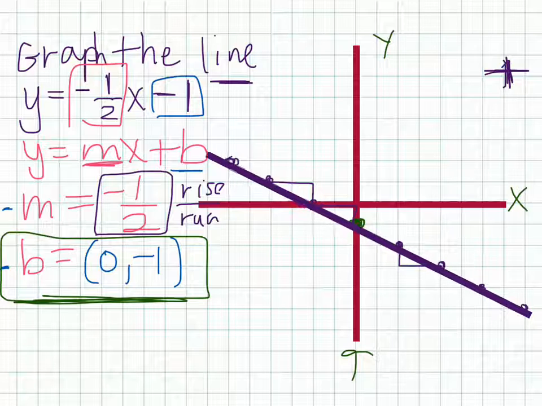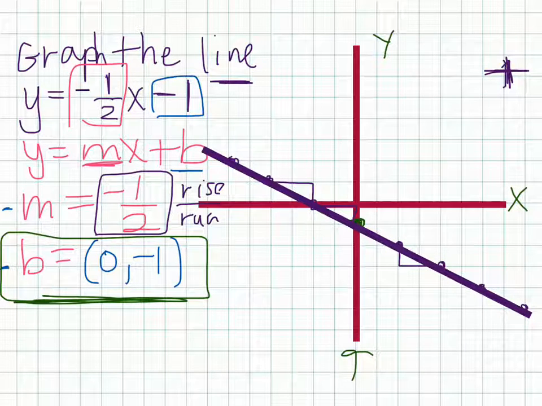from one end to the other. All right, there we go. Just remember that it's rise over run. You start with your y-intercept and then you do your slope.